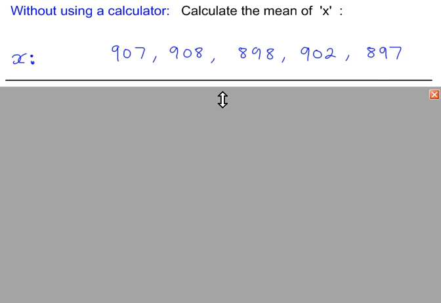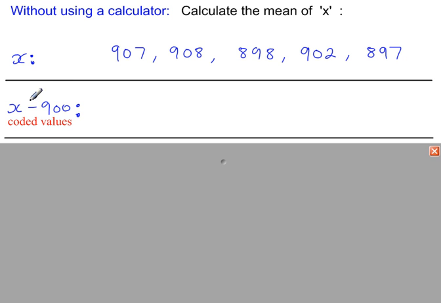So from the original data values x, we're going to subtract 900 from all of these, because these values are very similar to 900, so that seems to be a good value to subtract from all of these values. So the first one there, 907, if we subtract 900, you get 7. From this one here, you get 8. From this one here, minus 2, 2, and minus 3. So we have much smaller numbers here compared to the original data. So we've done this: x, the original data value, minus 900.